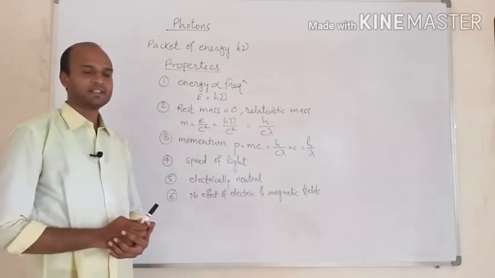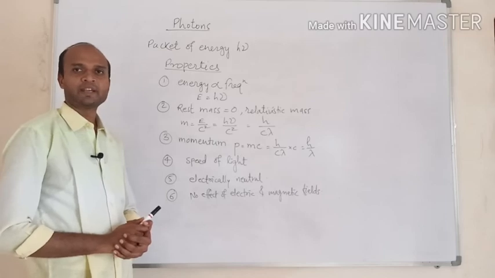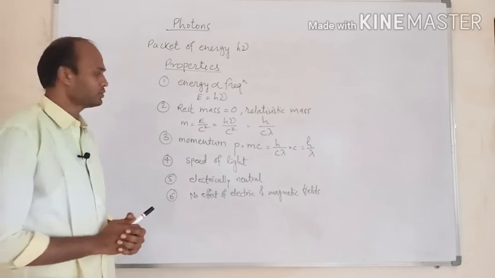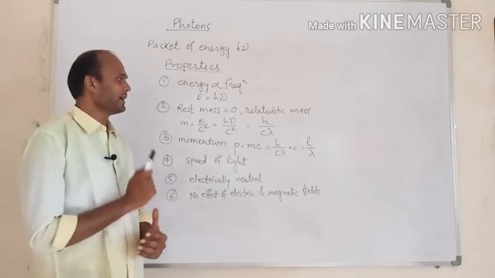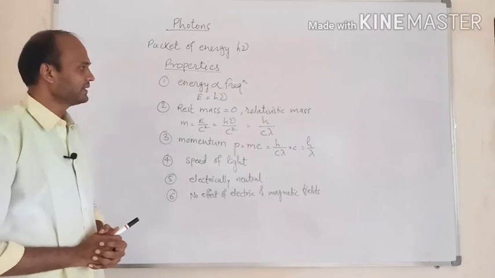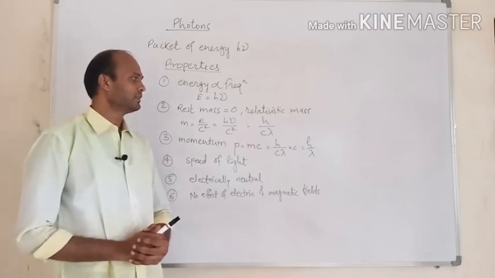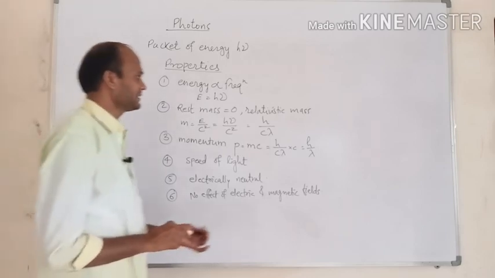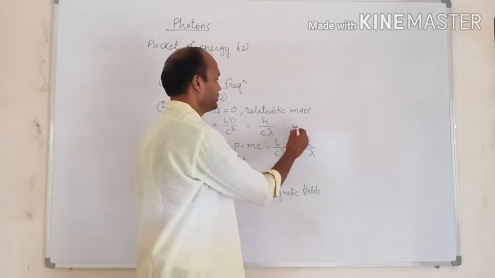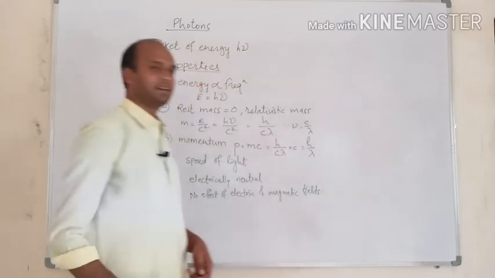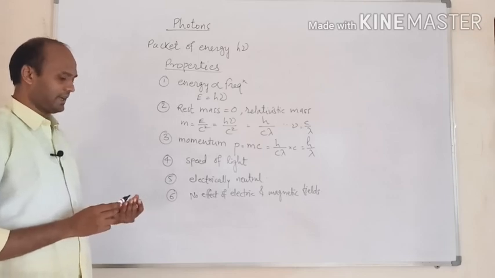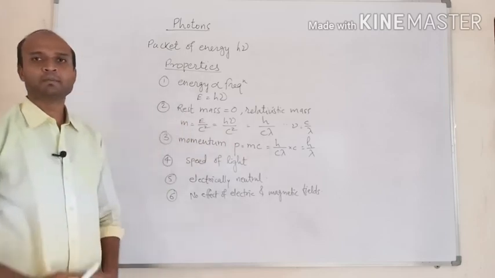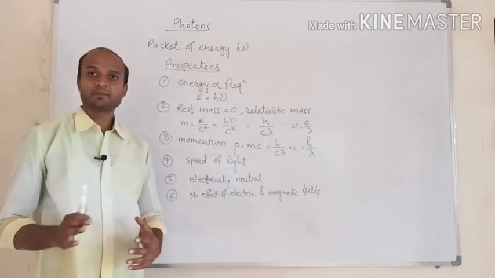according to Einstein's mass-energy relation, E is equal to mc square. Therefore, we can write m is equal to E upon c square. And as E is equal to h nu, so m is h nu upon c square. Simplifying, we get h upon c into lambda, because nu is nothing but c by lambda. Since nu is equal to c by lambda, we get m is equal to h upon c lambda. So this is the relativistic mass of a photon, but the rest mass of the photon is 0.